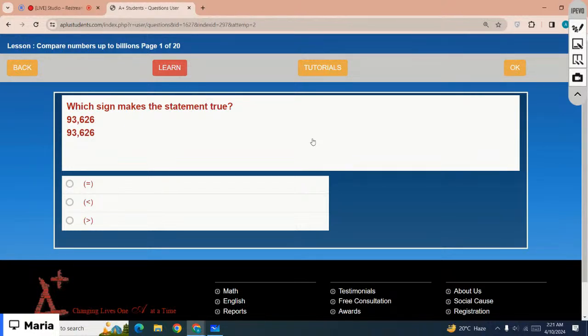Both the numbers are exactly equal. They both are equal.